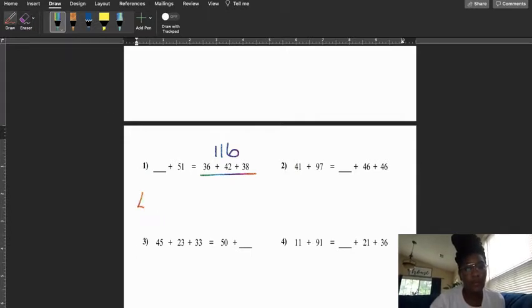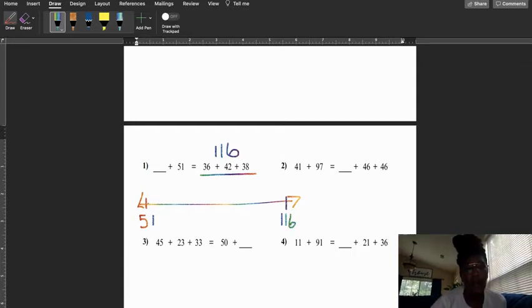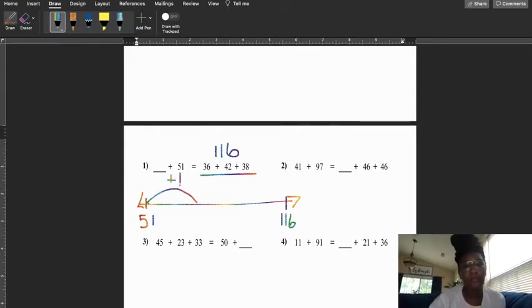So we'll start with 51. Oopsie daisy. And I need to add up to 116. So I'm trying to get to 116. Now I know I can add a whole 50. Oh, that's a terrible 50, but we're going to keep going, y'all. It's fine. So 51 plus 50 is 101. Now, how much do I need to add to my 101 to get to 116?